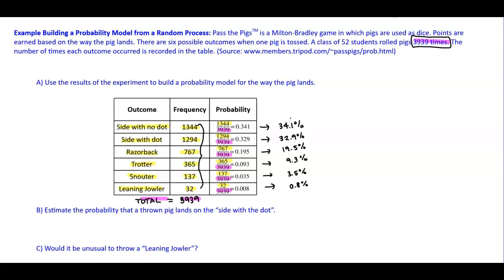Now remember what we said. This is out of a percent. So that means out of 100, we can say that 34 side with no dot is selected. 32, or this is approximately 33 out of the 100, the side with the dot is selected. So therefore, again, we want to make sure that we know how to interpret that.